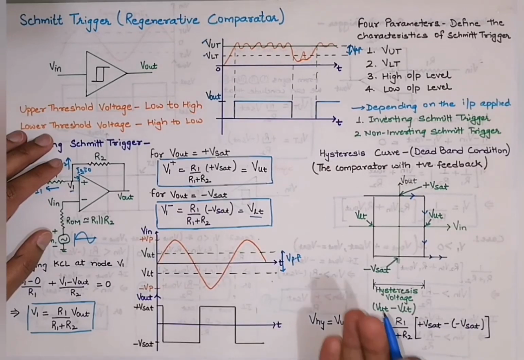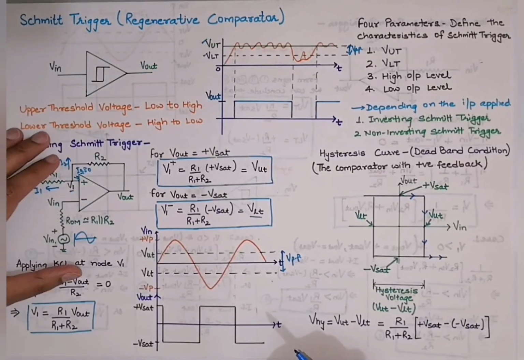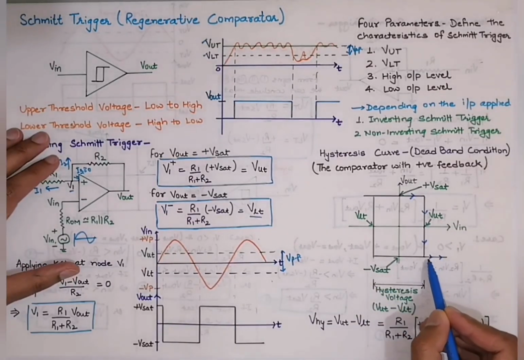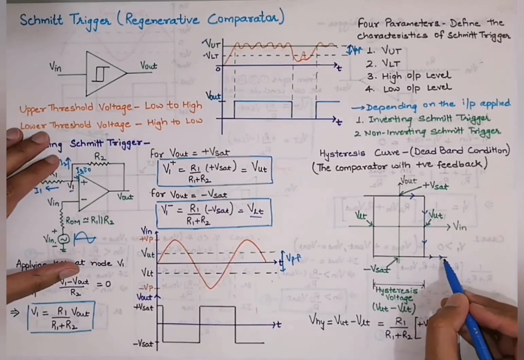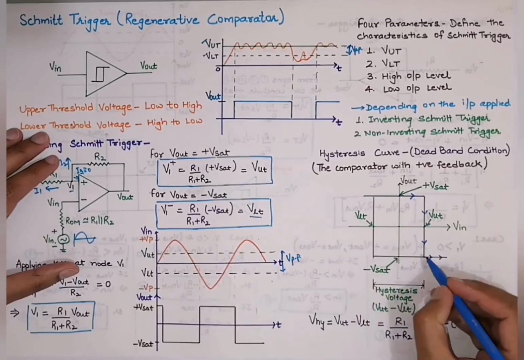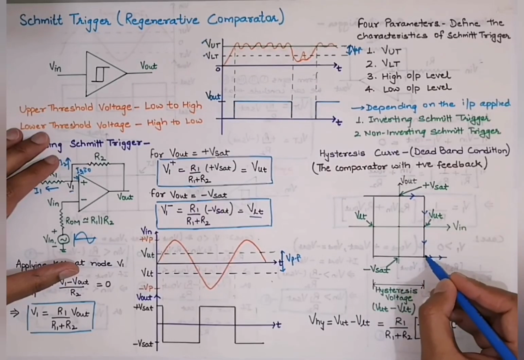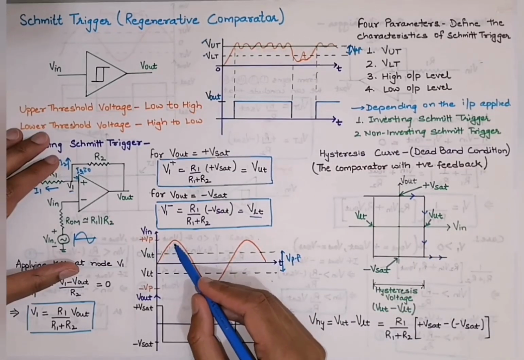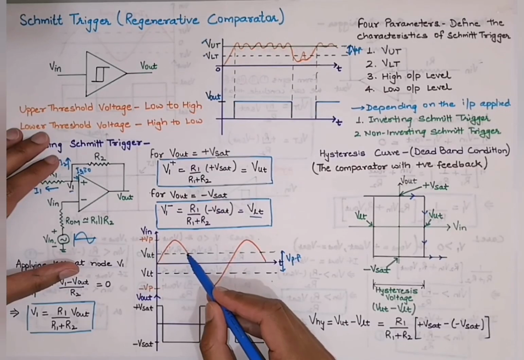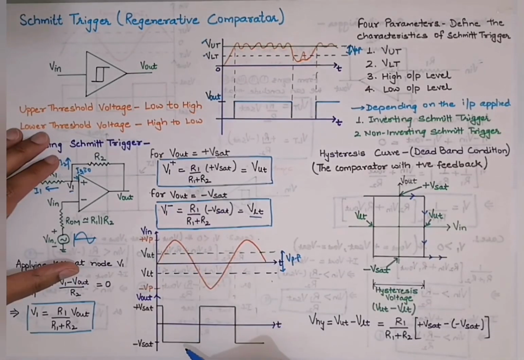Now let's try to decrease this voltage to the negative side. If I decrease my input voltage to the negative side, it is now moving in this direction to the left-hand side, and up to the value of V in equal to the upper threshold, that is this level, it will not change its position. As I have seen here, when I am decreasing my input voltage and it reaches the upper threshold voltage, it has not changed its position. Even after going below it, it has not changed position.